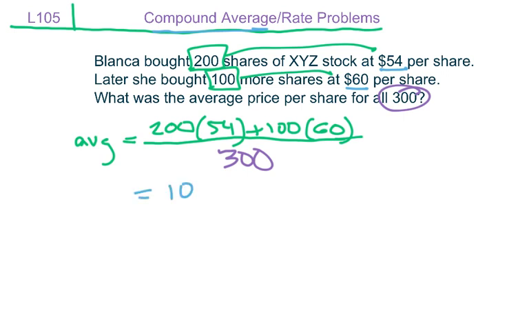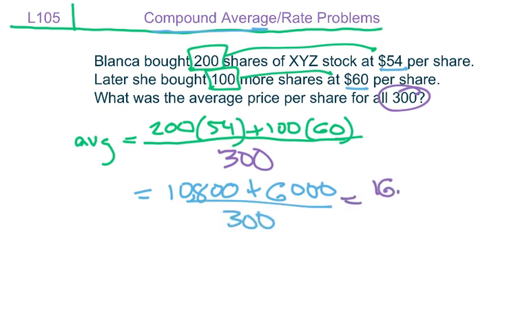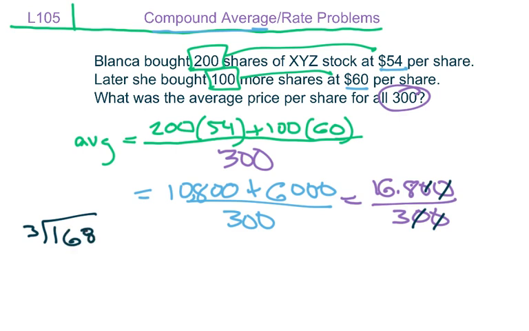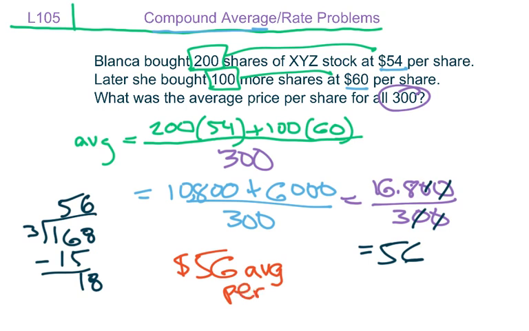200 times 54, we should know to be 10,800, plus the 6,000. And then over 300, that would be 16,800 over 300. And you might go, oh, is he going to do this all in his brain? No, but I can do this, and that, and that. Now I got to do some long division algorithm, if you will. You shouldn't have to watch me do this. So 3 into 16, 5, subtract it off, get the 1, so 56, right? 56, and then give a good answer. On average, $56 per share.